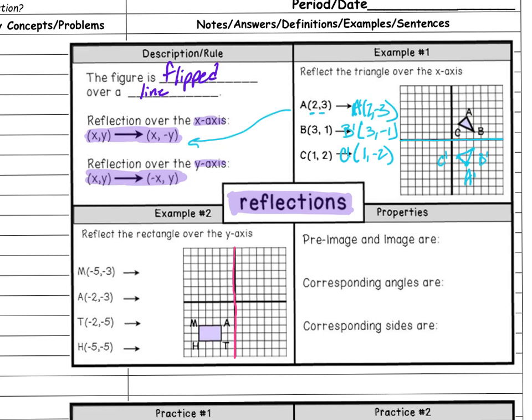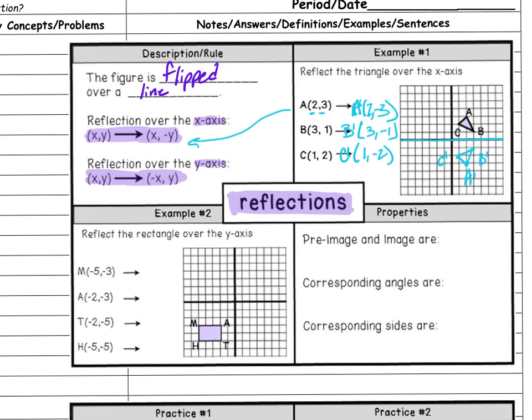If I have the same color, so sorry, I'm not sure why this is not erasing. Ooh, no. Let's see if it'll do that. Okay, there we go. Sorry.